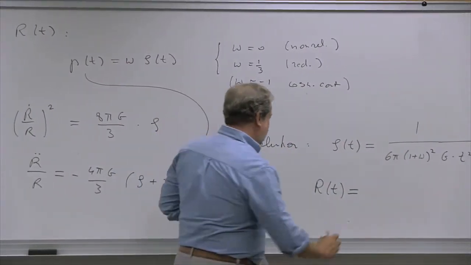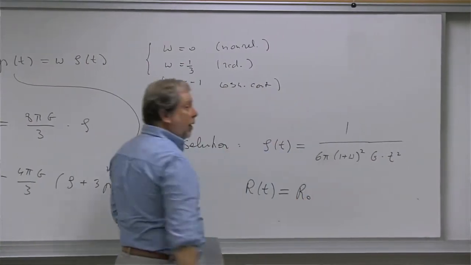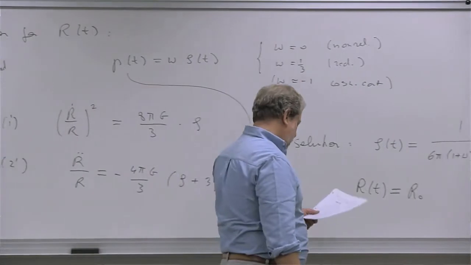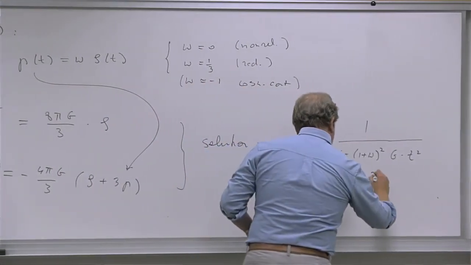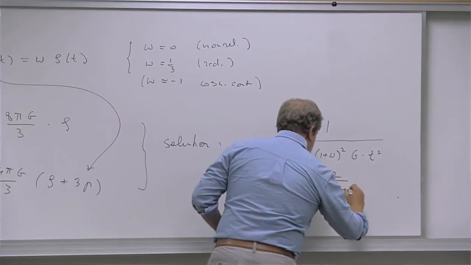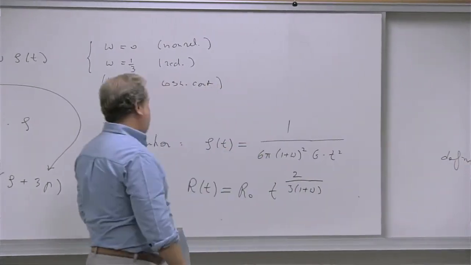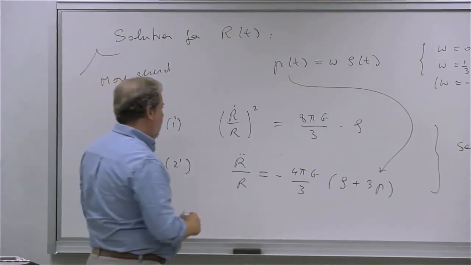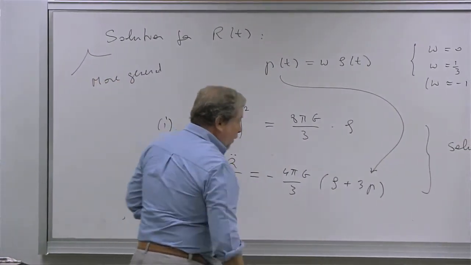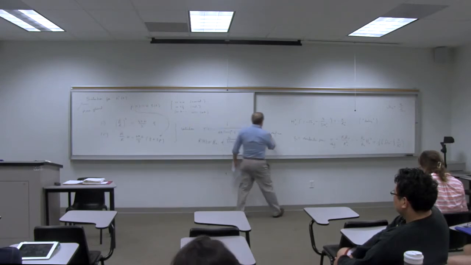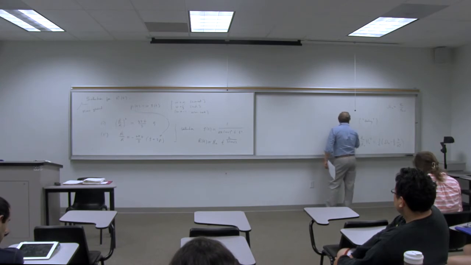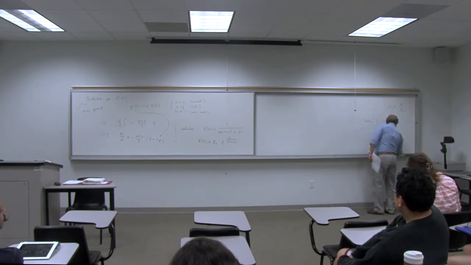R of T is equal to some constant, usually we take this constant to be 1 at T equal T naught, and then times T to the 2 divided by 3 times 1 plus W. So you can in fact solve those two equations completely. They're simple enough. And so that means that the scale factor, for example how that grows in time, depends on what type of matter you have, right?